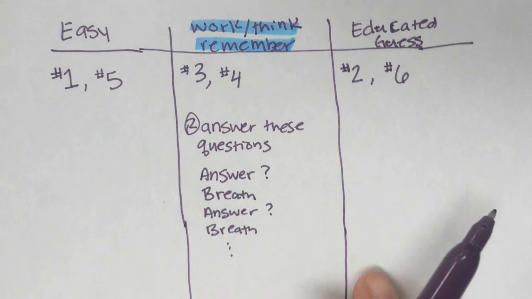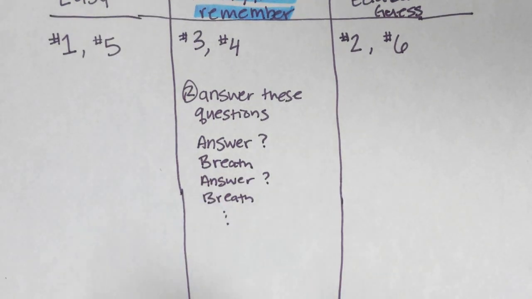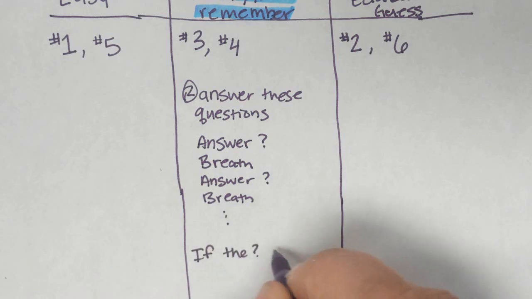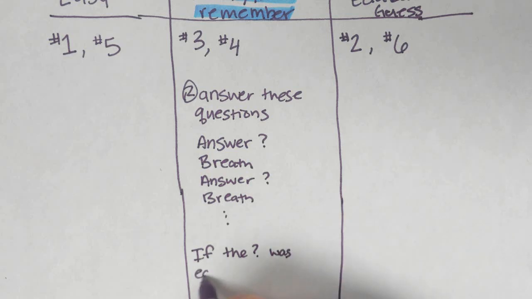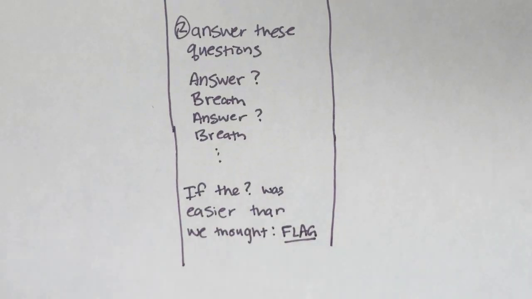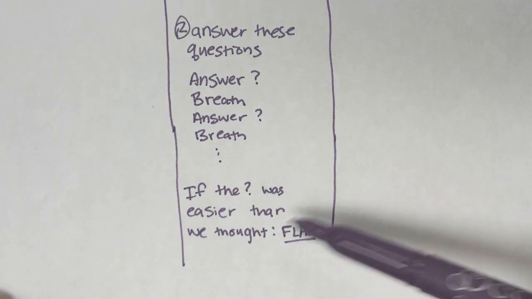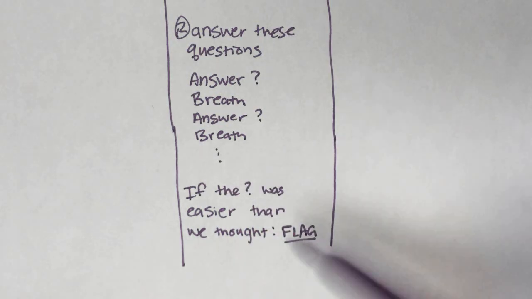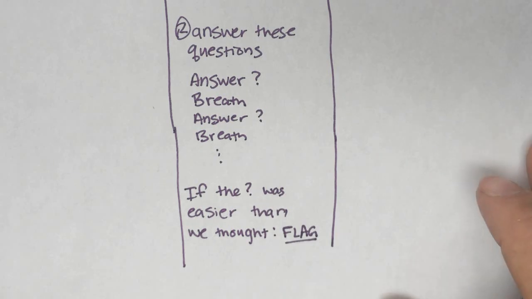So the next thing I need them to do after they've answered the question and before they go on to their little breathing exercise, if the question was easier than they thought, we're going to flag the question. What flagging the question does is it puts a little reminder on the test that says, hey, you wanted to go back and review this before you turned it in. So we're flagging any question in this column that we thought was a little bit easier than we'd anticipated. Okay. And once you're done with all those questions, great.